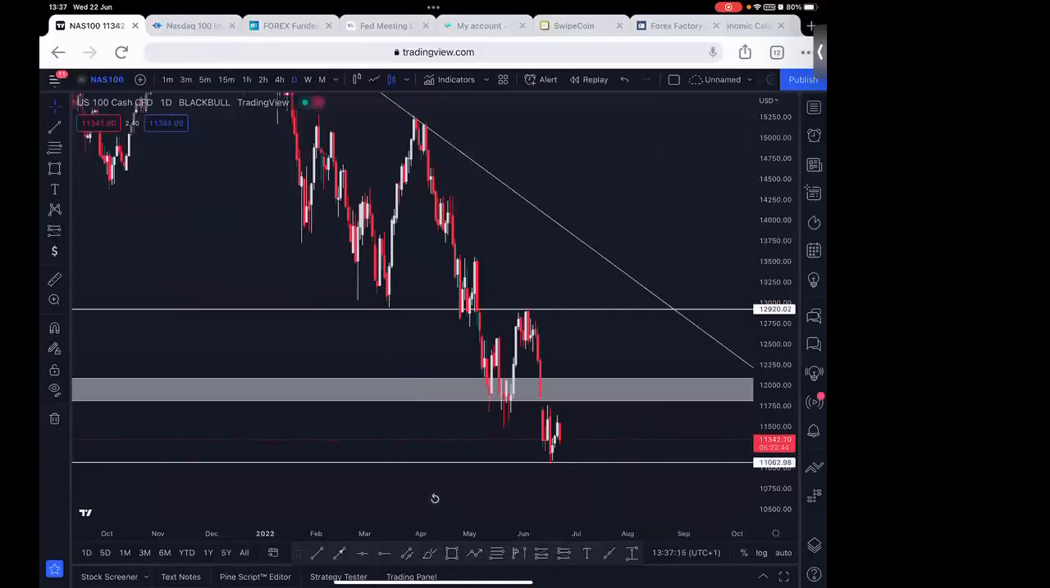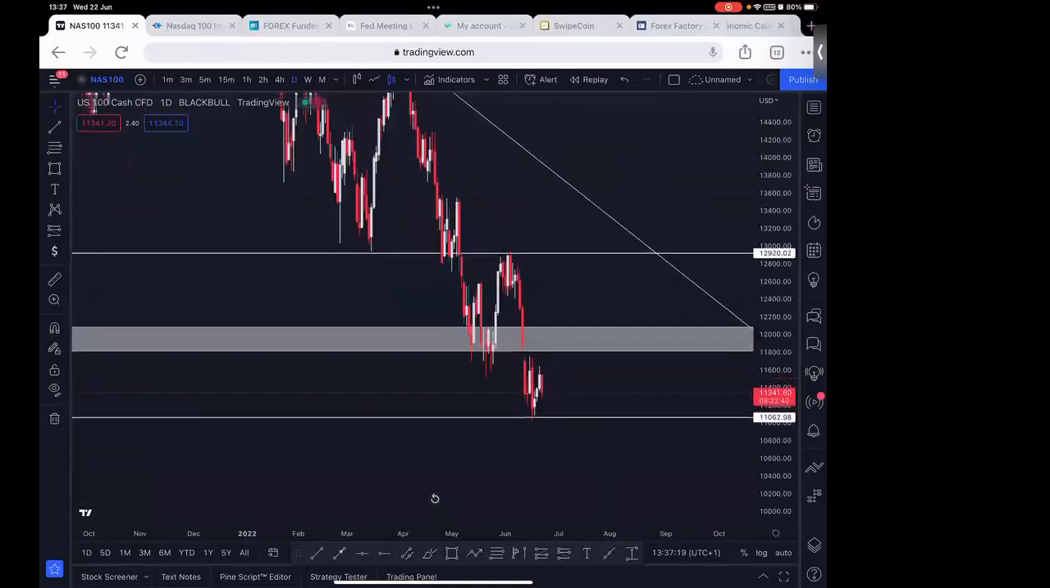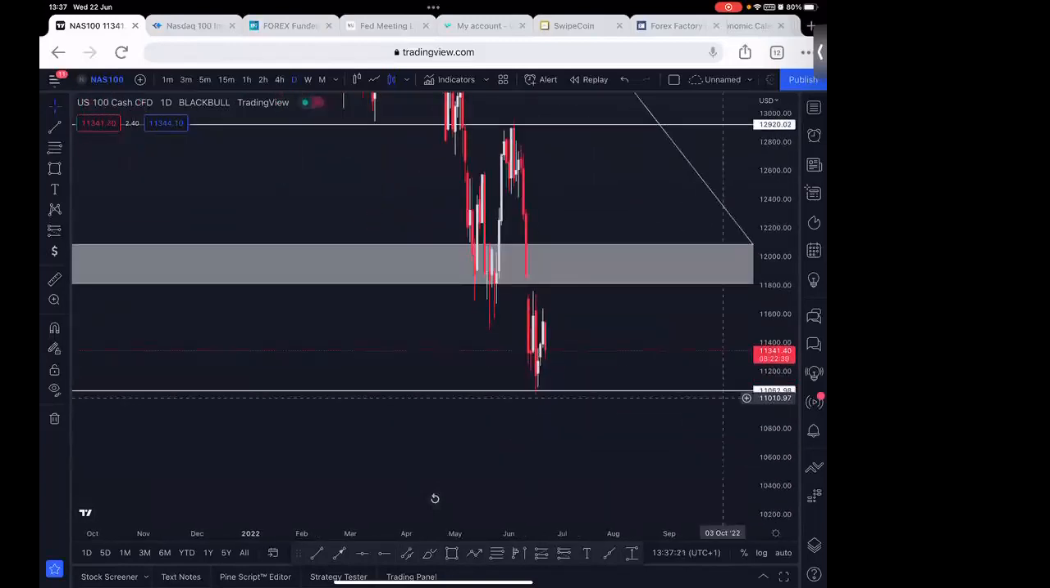So when NAS 100 comes to this 110, it is at a psychological level. Psychological levels are 11,000, 11,005, 12,000, 12,005, 13,000, 13,005. All those whole numbers are called psychological levels. All right. So I'd like to open a buy position from here.